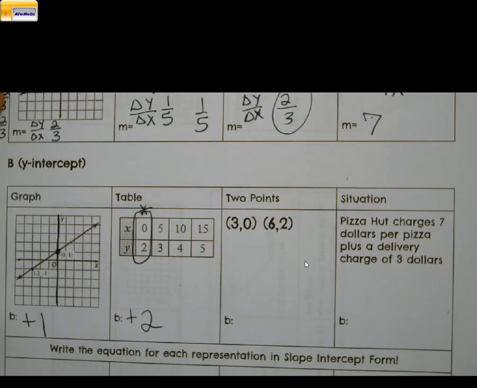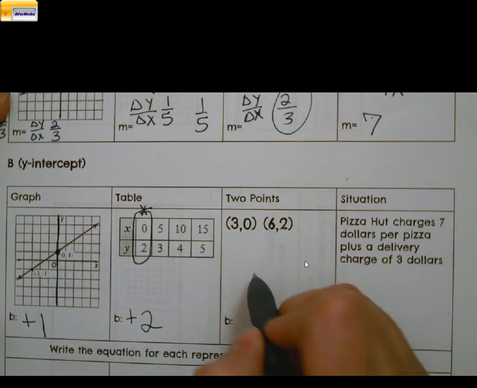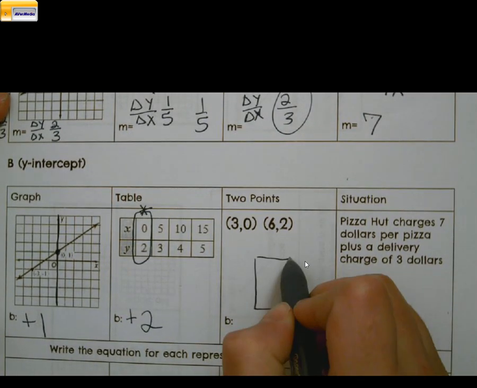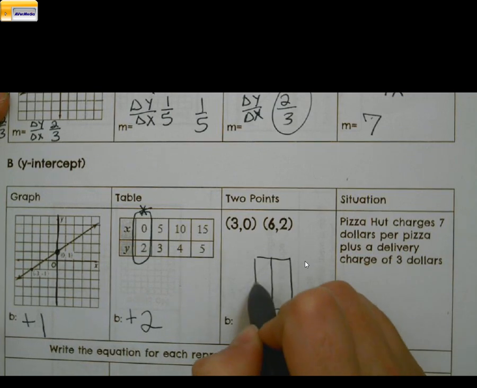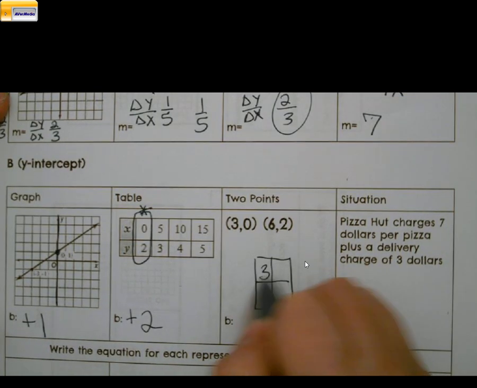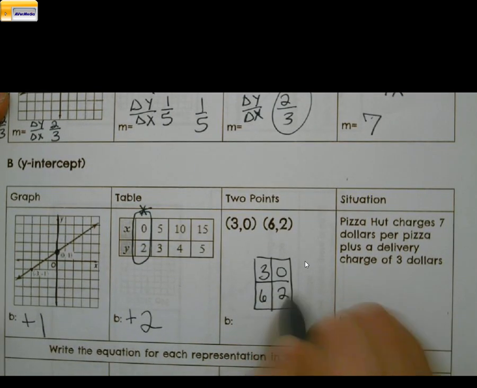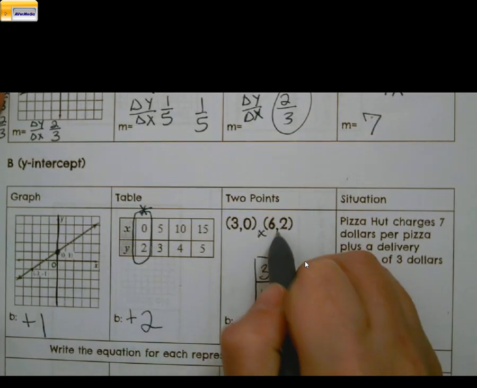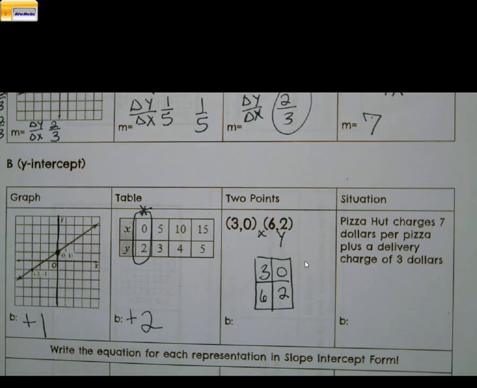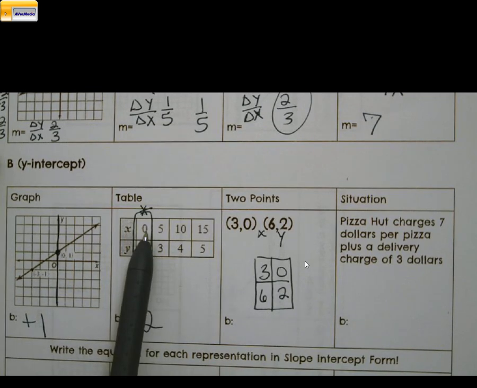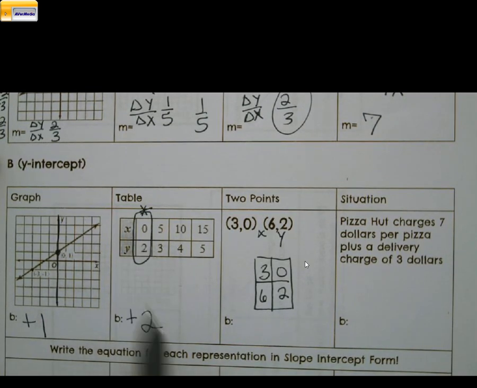All right, when I have 2 points, what I like to do again is make a table. So I have (3, 0) and (6, 2). Here's my x values and my y values. Right now, I don't have an x value of 0 like I did over here, but I can work my way backwards and find one.